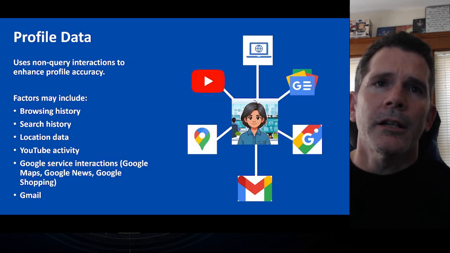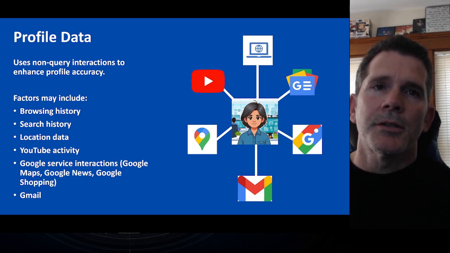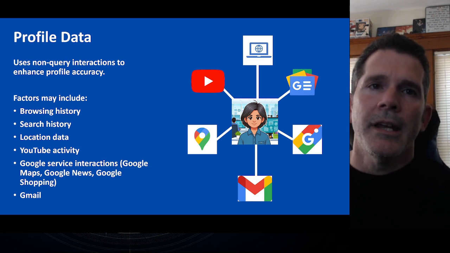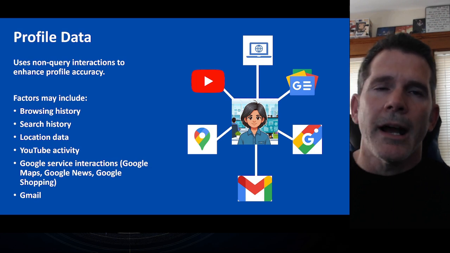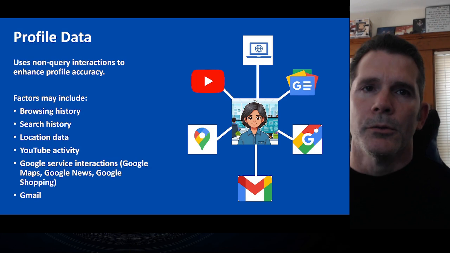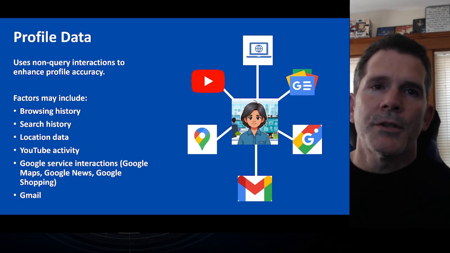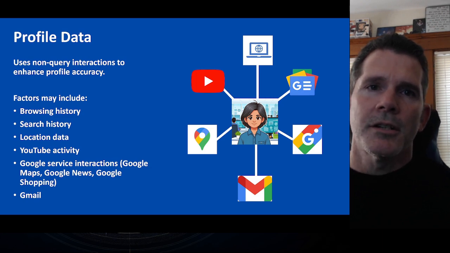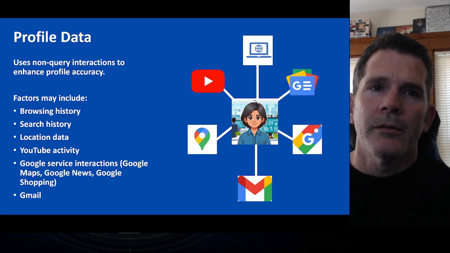Looking at the profile data, this uses non-query interactions to enhance the accuracy of document selection. This is based on the observed user behavior. So this involves analyzing user actions such as browsing history, search history, location data, YouTube activity, Google service interactions, which could include things like Google Maps, Google News, Google Shopping. By understanding these behaviors, the system can make more accurate predictions about what content could potentially be relevant.